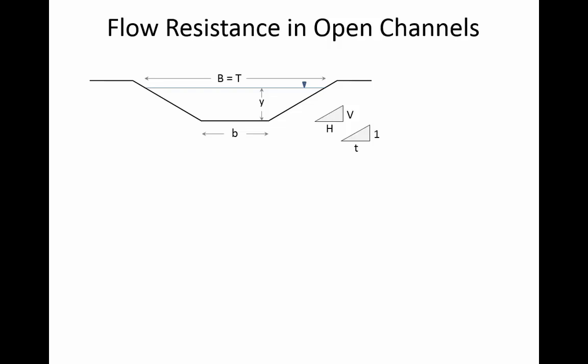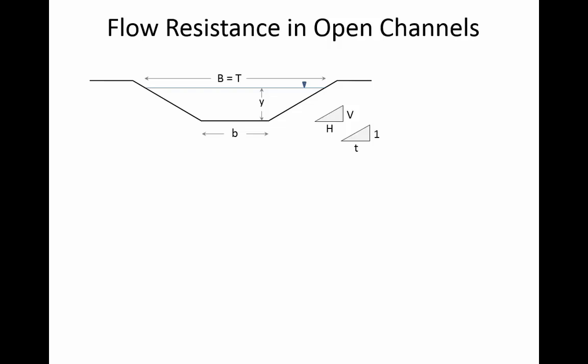A rectangular channel is nice and easy because, for example, what is the cross-sectional area of a rectangular channel? Well, the area is just the bottom width times the depth. That's easy enough. And what about the wetted perimeter of this rectangular channel? It would be 2 times the depth plus b. So we like rectangular channels because the geometry is just open and shut.